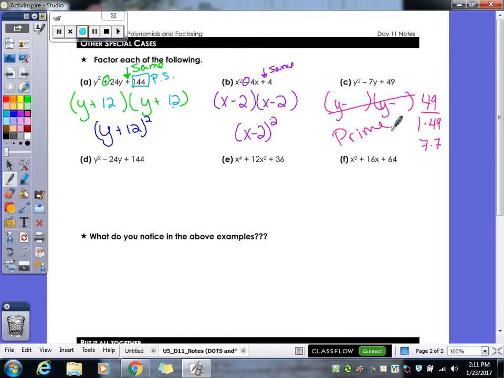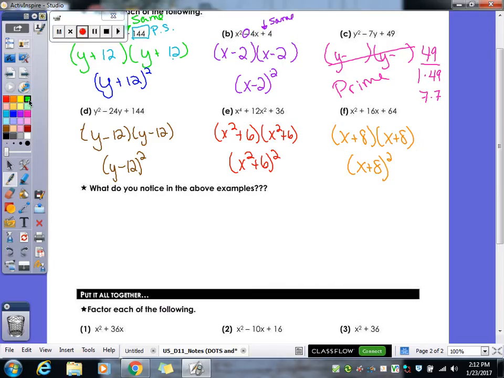So again, I want you to take a minute, try these 3 on the bottom here. So let's have you go ahead and check, see if you got those right. Take a minute. Letter D should have been y minus 12 squared. E was x plus 6 squared. And then F was x plus 8 squared.